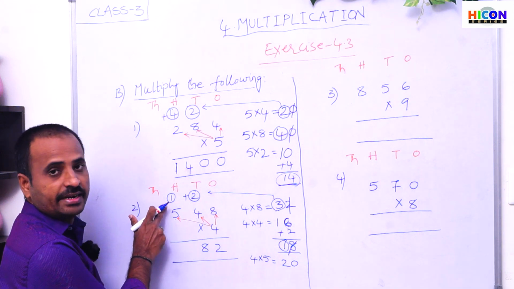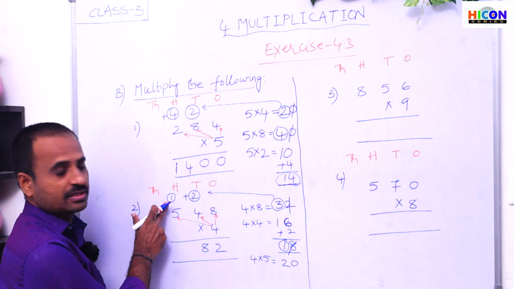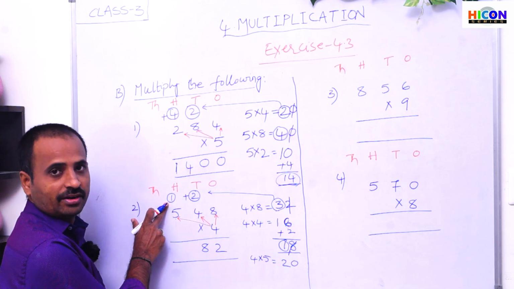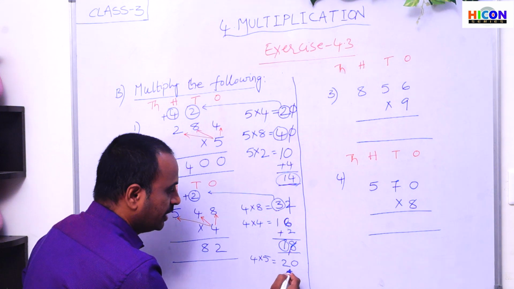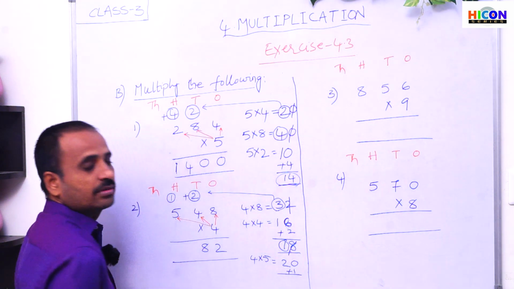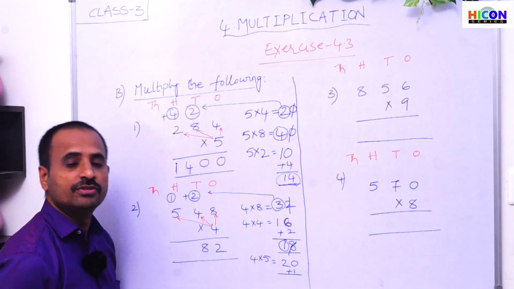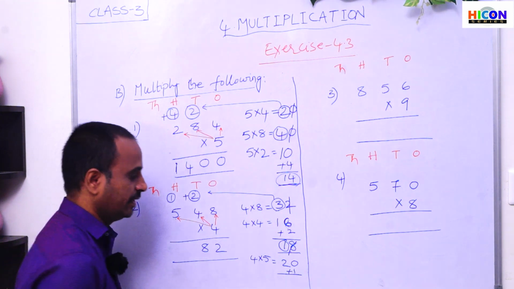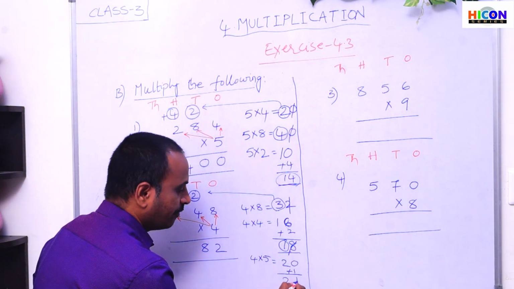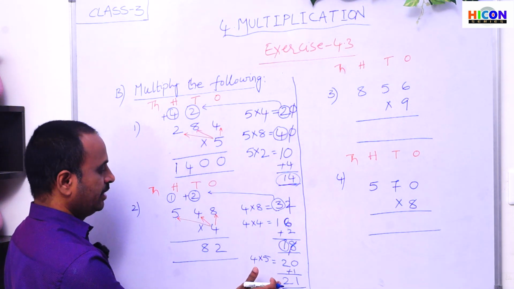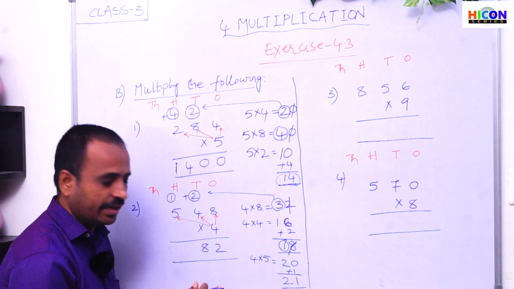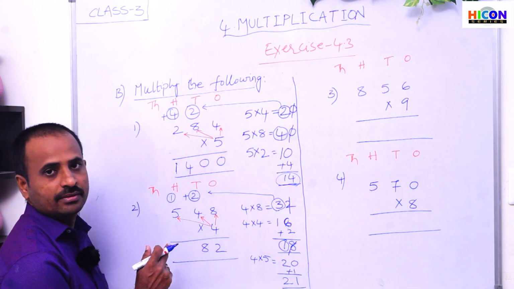And what is the carried number here? So there is a carried number in hundreds place. What is the carried number? 1. And add this 1 to the product. That is 20 plus 1. So if you add 1 to the 20, how much will we get? 20 plus 1, that is 21. So this is 21.